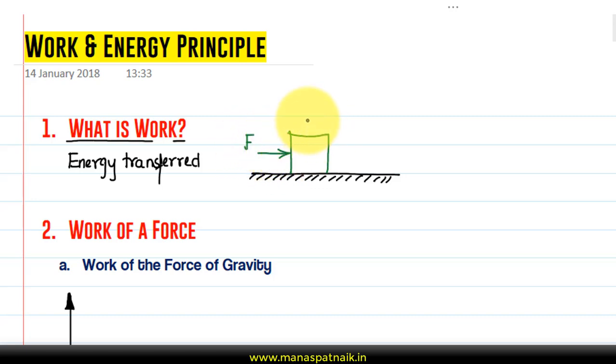Initially this was position number 1, and after the application of this force, the block changes its position. It moves towards the right hand side by a certain amount. How much is that amount? We don't have to worry about that, but it has moved towards the right hand side by a certain distance. Let's say this is referred to by x.